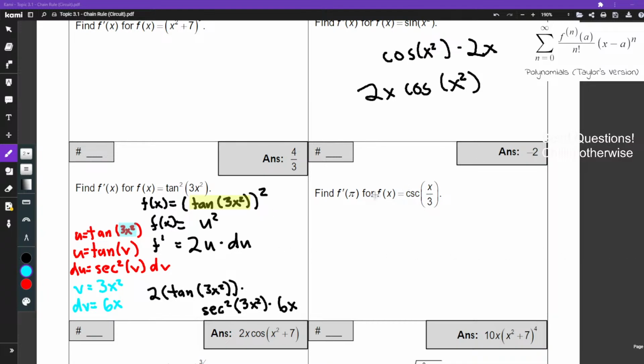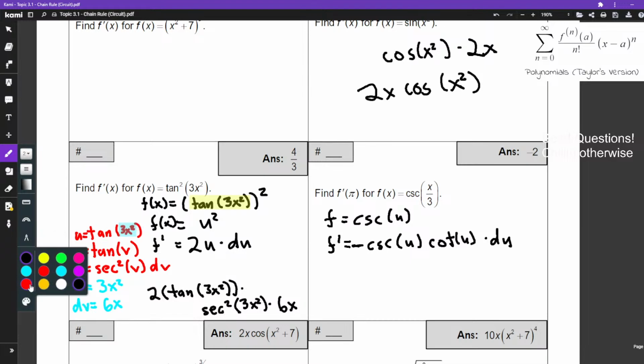Okay, this would be a lot easier if it was cosecant u. So if I find the derivative of cosecant of u. F prime is equal to, it starts with the c, so it's negative always. Cosecant of u, cotangent of u times du. What's nice about this, our u is just 1/3 times x. Our du is just 1/3. We just replace everything.